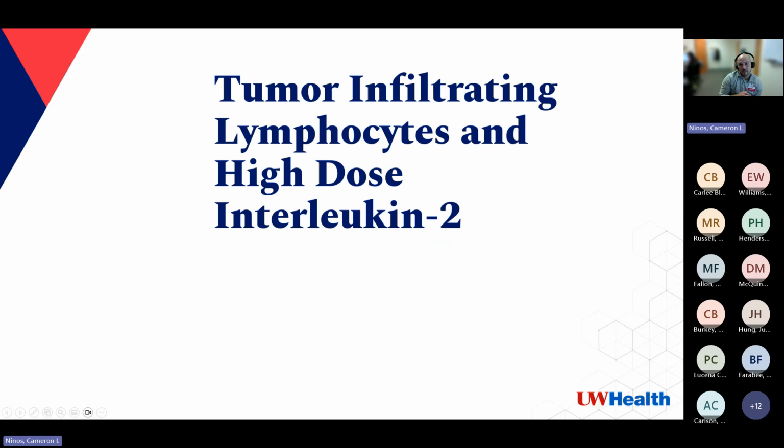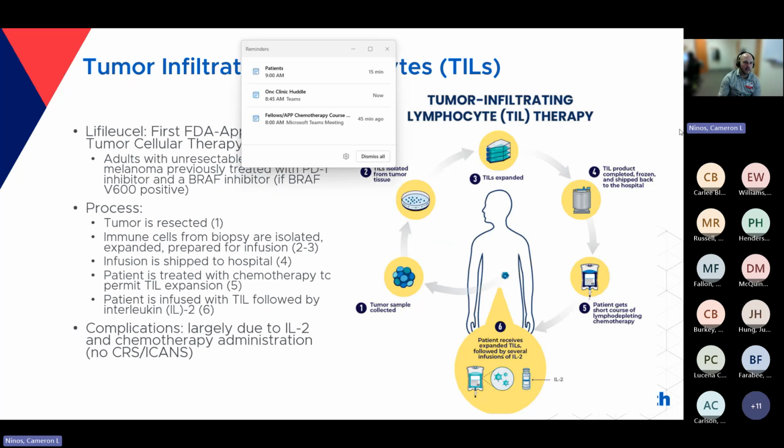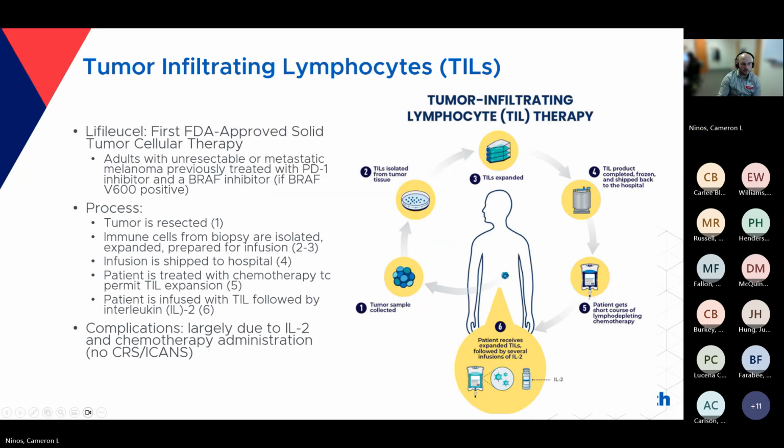Then moving to some of the therapies we're hoping to onboard in the next couple months, here is a bit of a preview or primer of what's coming. We have tumor-infiltrating lymphocytes and high-dose interleukin-2. So this is lifileucel, brand name Amtagvi, which was the first FDA-approved solid tumor cell therapy for unresectable or metastatic melanoma after treatment with a PD-1 inhibitor and, if qualifying, a BRAF inhibitor.